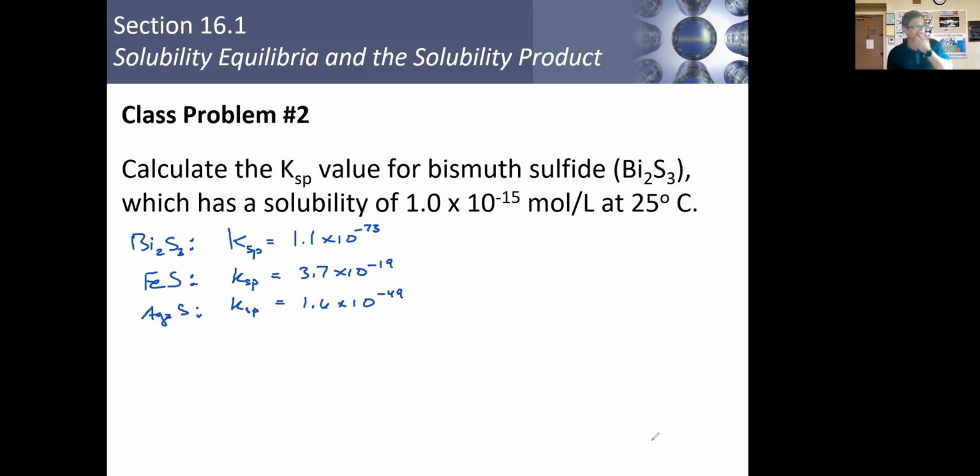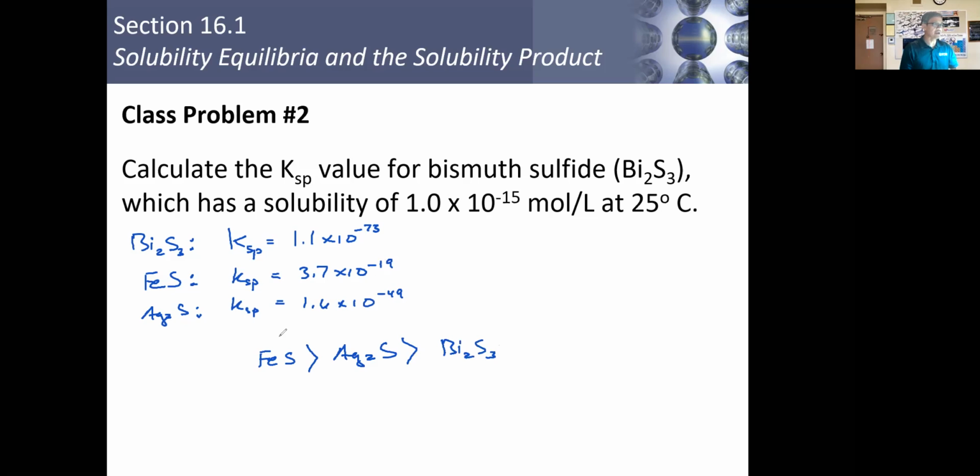Okay. All right. So looking at these KSP values, if you were asked to put them in order of decreasing solubility, you would be tempted to say that iron 2 sulfide is the most soluble. It has the largest, the biggest KSP value, followed by silver sulfide, and then finally the least soluble would be bismuth 3 sulfide.